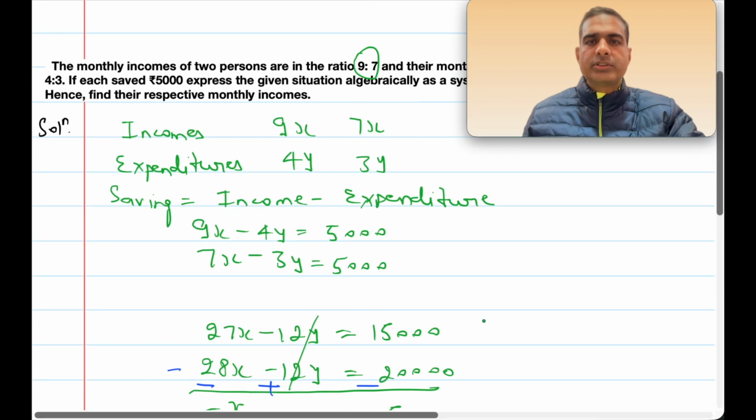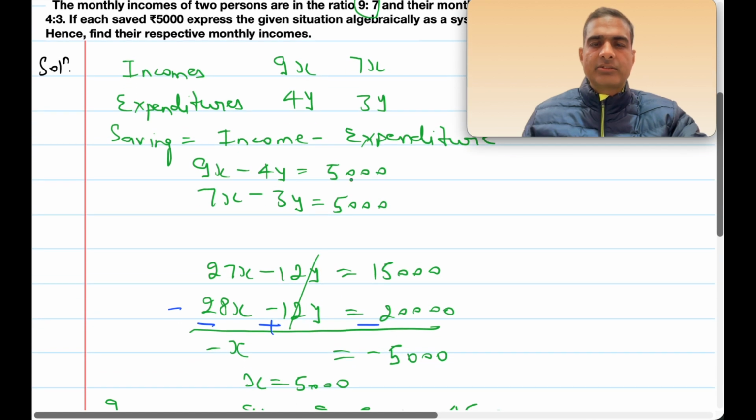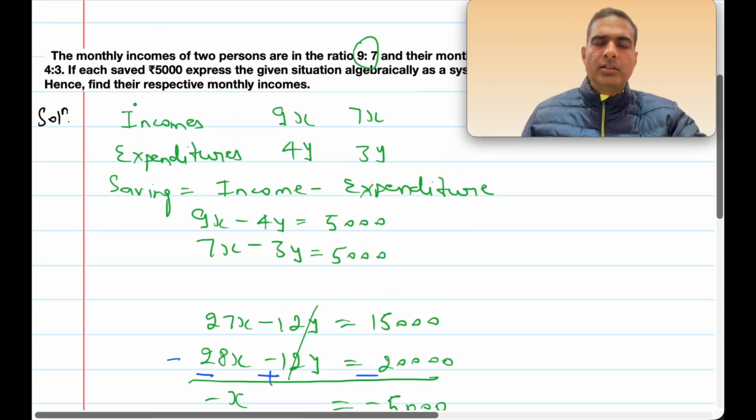So this was a word problem in which the incomes of two persons were in the ratio 9:7 and their expenditures were in the ratio 4:3. We assumed their incomes as 9x and 7x and their expenditures as 4y and 3y, and we used the concept that saving is equal to income minus expenditure. Using that concept, we made the two equations, 9x minus 4y is equal to 5,000 and 7x minus 3y is equal to 5,000.